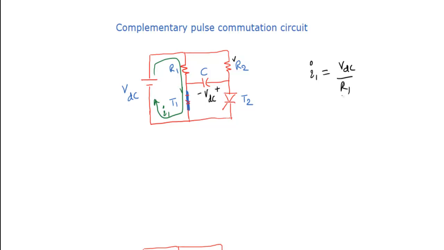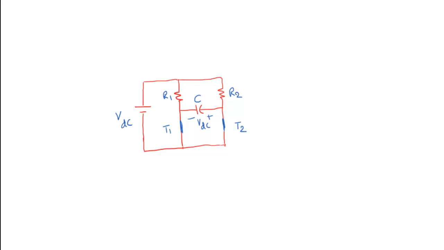Now if you want to turn off this conducting thyristor T1, we need to turn on the other thyristor T2. So T1 is already in conduction. You turn on thyristor T2, then it will be in conduction, and T1 is already in conduction. In that case, what will happen? This capacitor suddenly appears across the conducting thyristor T1 in reverse bias. That means this will be the equivalent circuit.